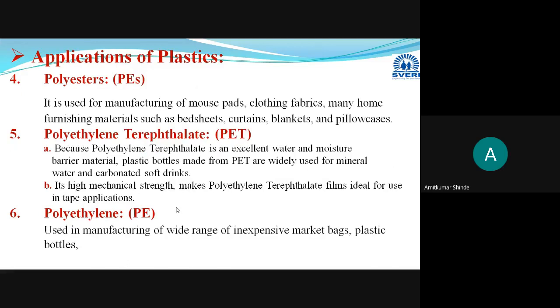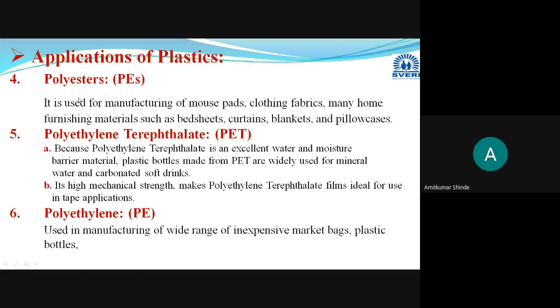And the next is polyesters. These are denoted by the letters PEs, capital P and small s. Don't get confused with the symbol of polyethylene. Polyethylene is also denoted by P, but just P will be there, and in polyesters it is P, then a small s.